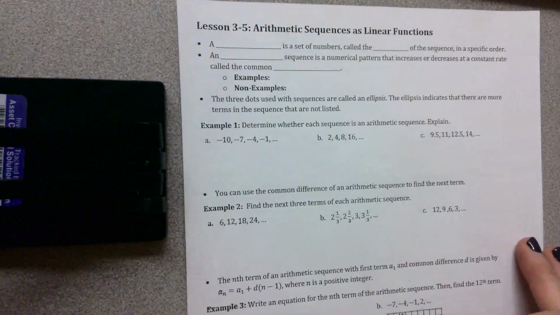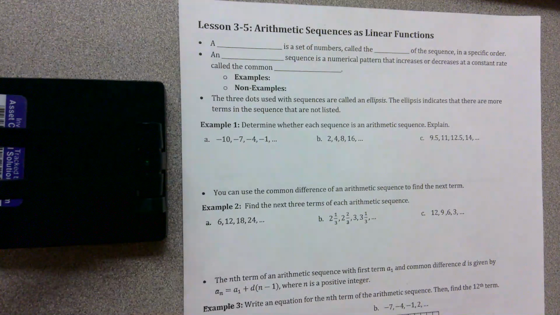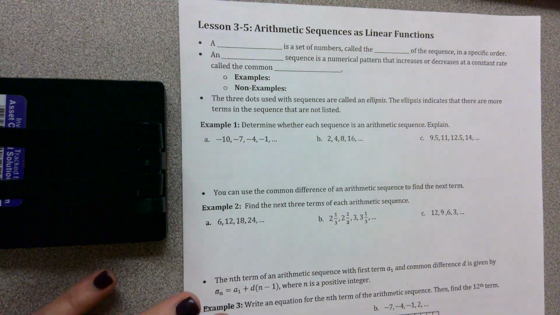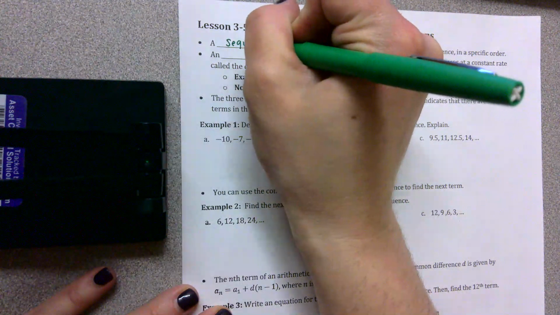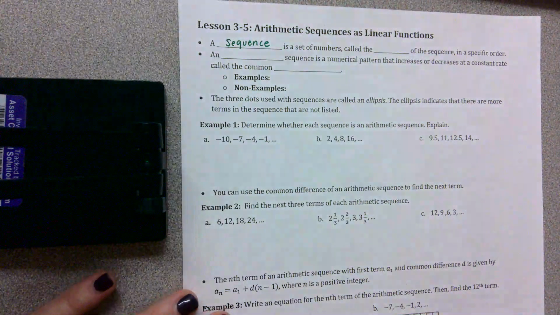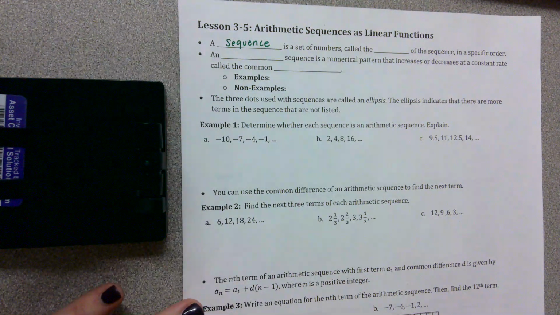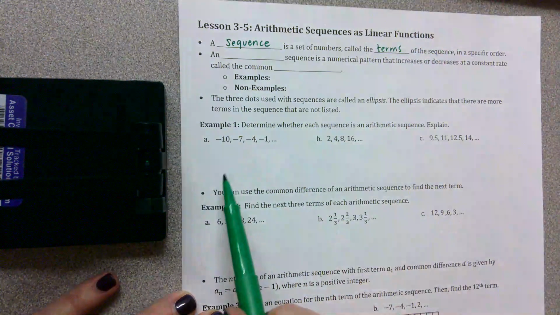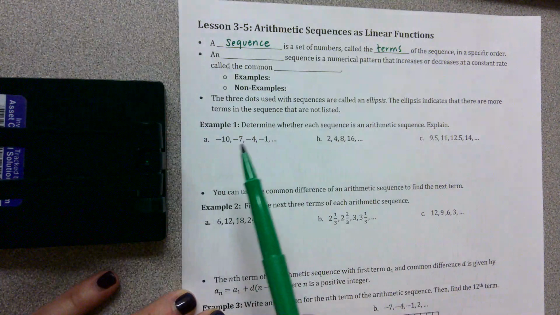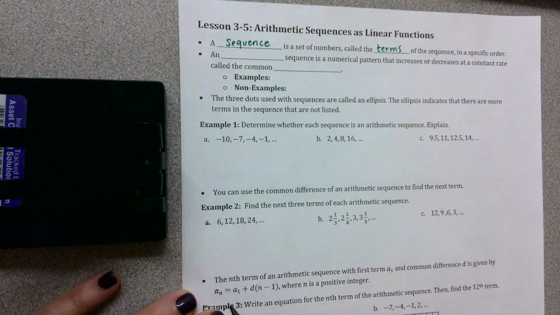Okay, last section in chapter 3. It's arithmetic. If you say arithmetic, it's no big deal. Sequences as a linear function. It says a sequence is a set of numbers called the terms of a sequence in a specific order. So if you look down here, these are sequences. They're terms that are right in a row.